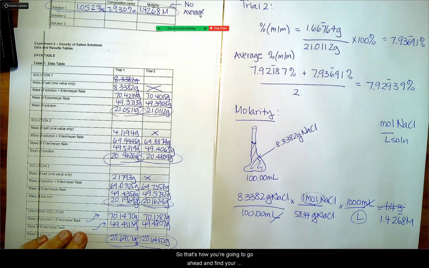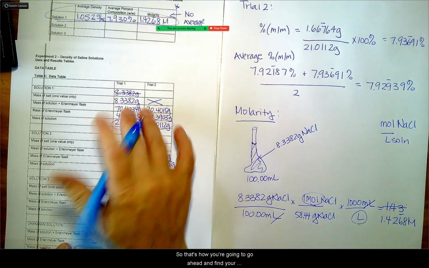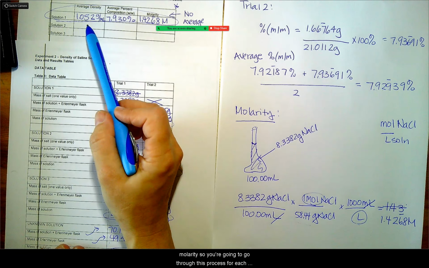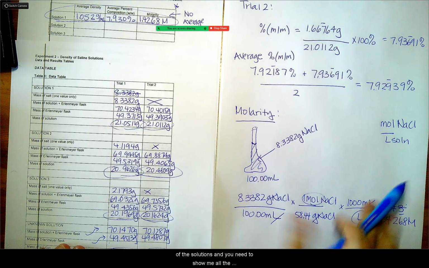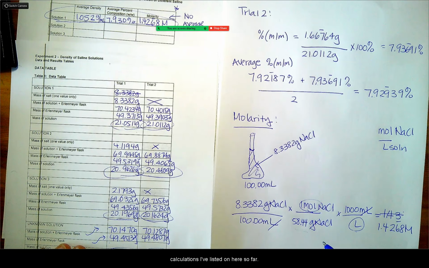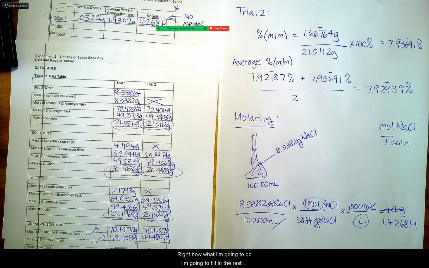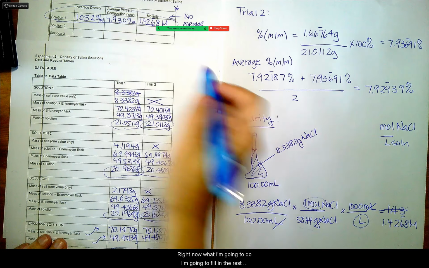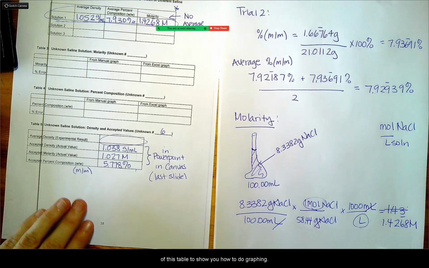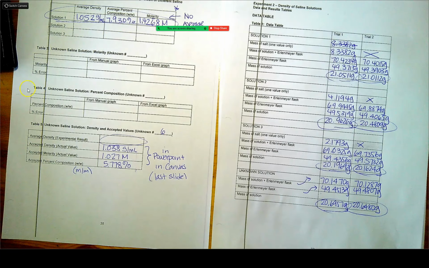Okay, so that's how you're going to go ahead and find your molarity. You're going to go through this process for each of these solutions, and you need to show me all the calculations I've listed on here so far. Now I'm going to fill in the rest of this table to show you how to do graphing. And then we're going to go to graphing next.